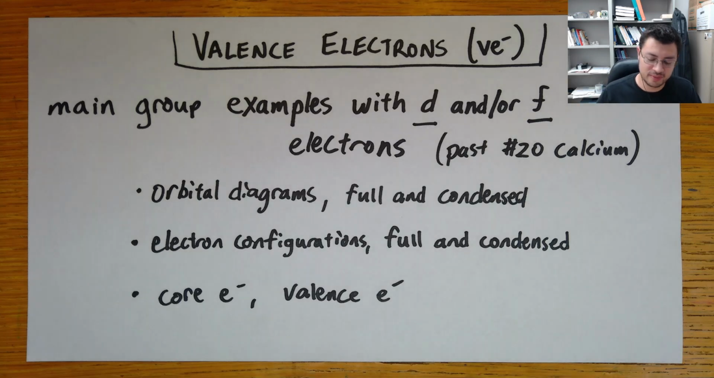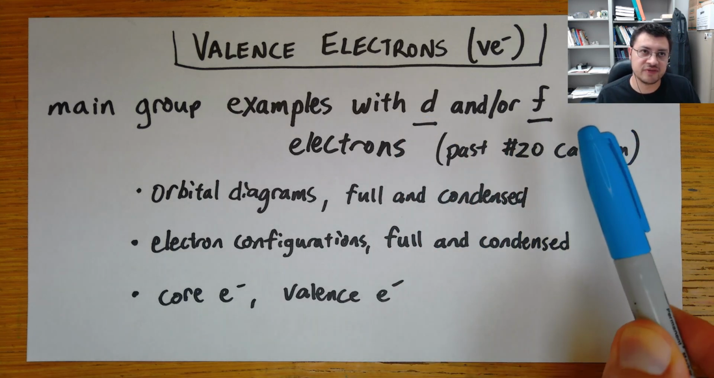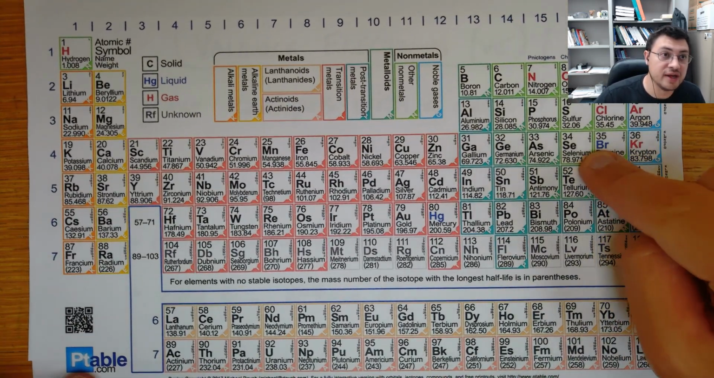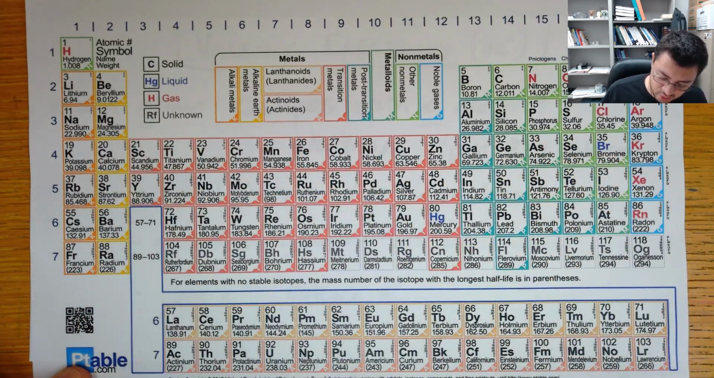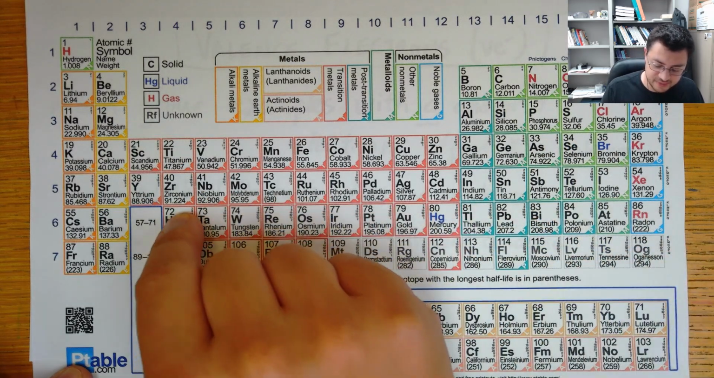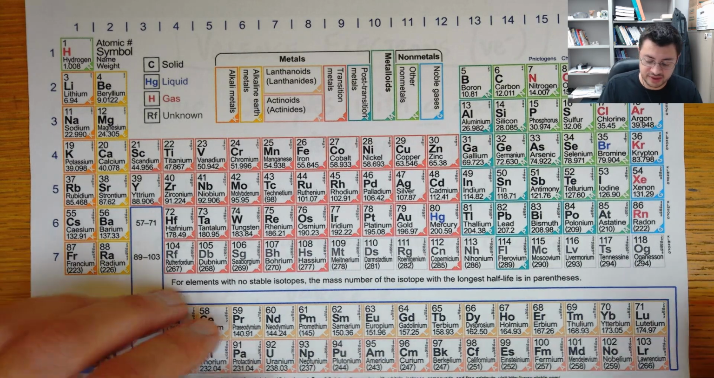Hello and welcome. So today we'll be working with some example elements that have D or F electrons involved. We'll be doing number 34, selenium. All right, there you can see we have to go past the D block. And then we'll be working with number 82, lead. You can see we also have to go past the D block and even the F block, right? So those will be our two examples.